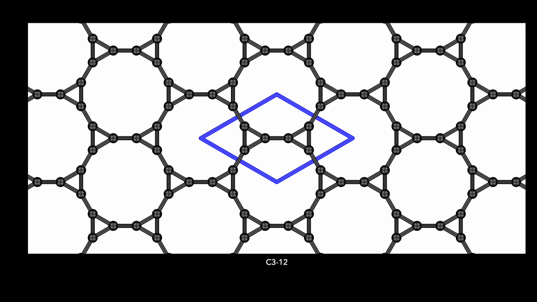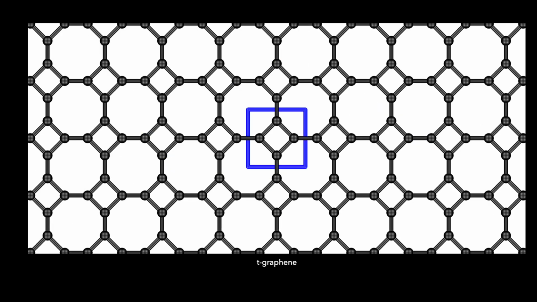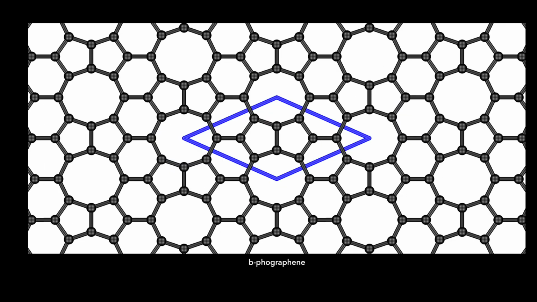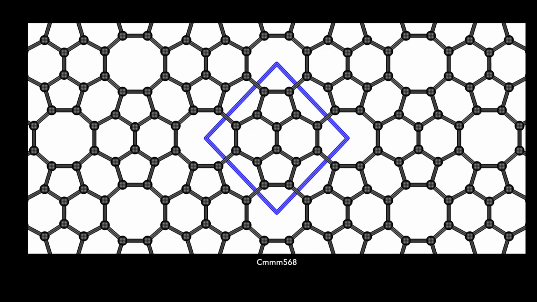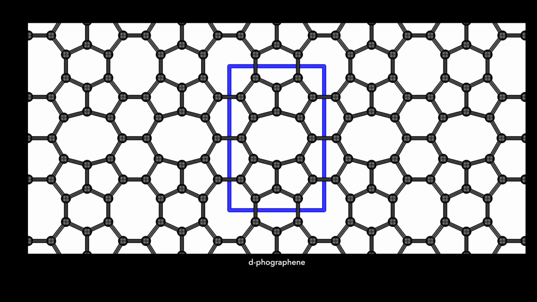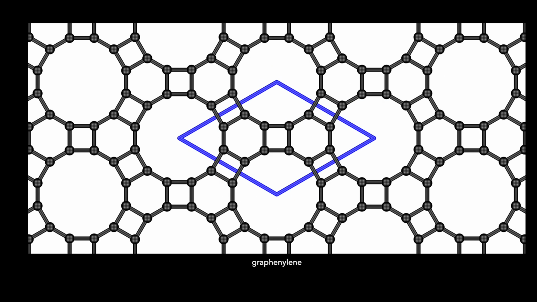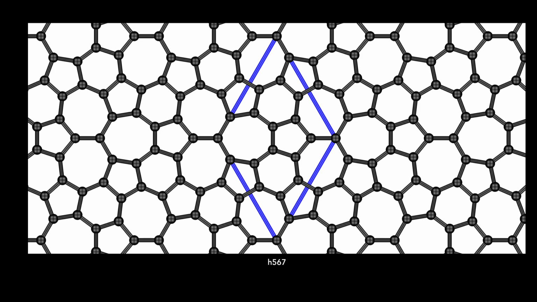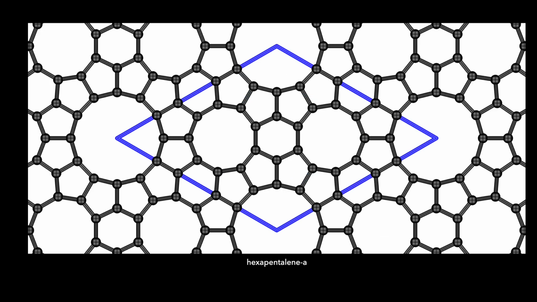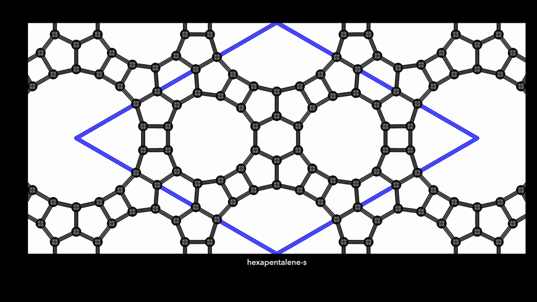C312, azographene, T-graphene, B4-graphene, biphenylene, CMMM568, which really is the space group that we have, chorographene, D4-graphene, and so on and so forth. I'm not going to say all of them. But all these structures that I'm actually going through right now have been studied in the literature over the past few years.